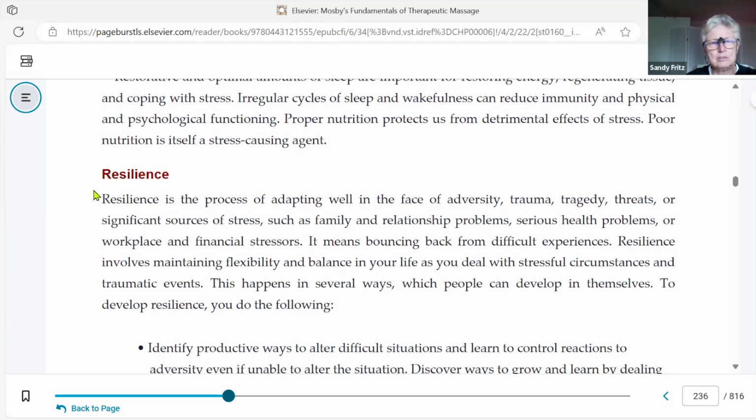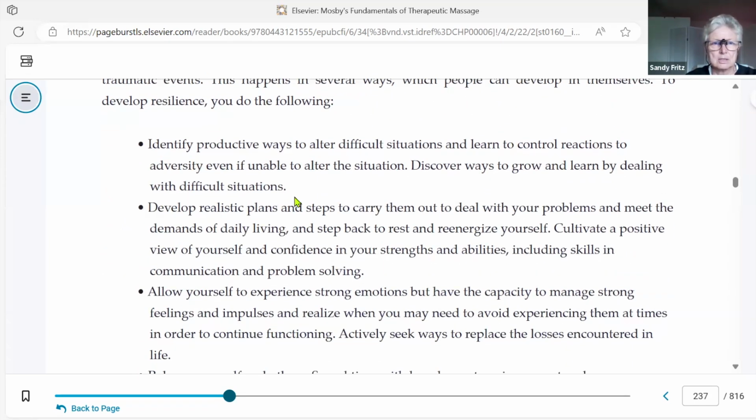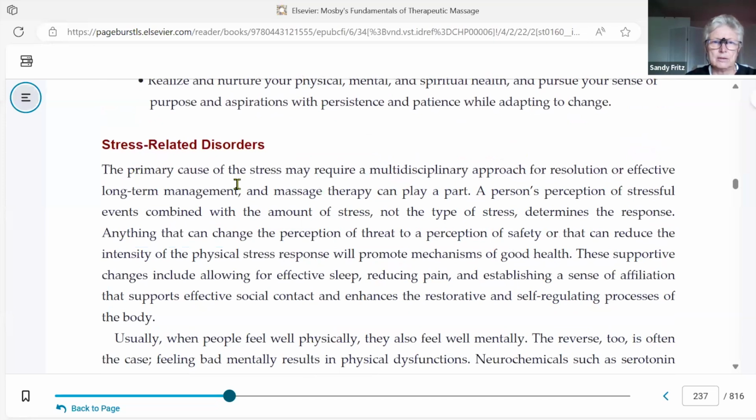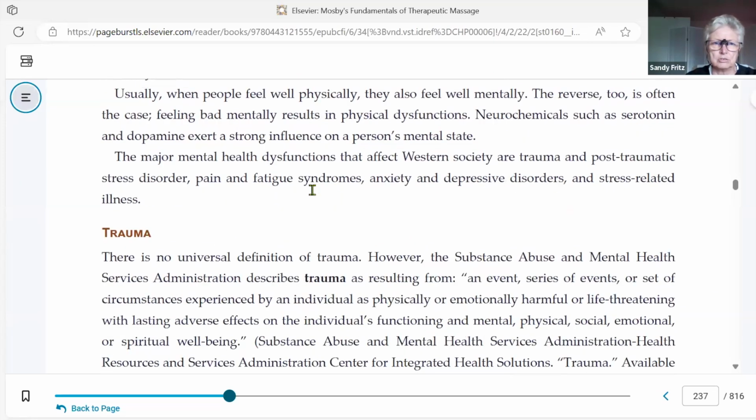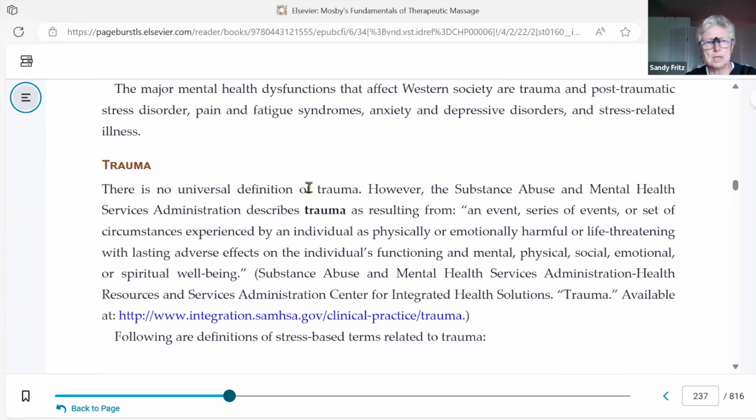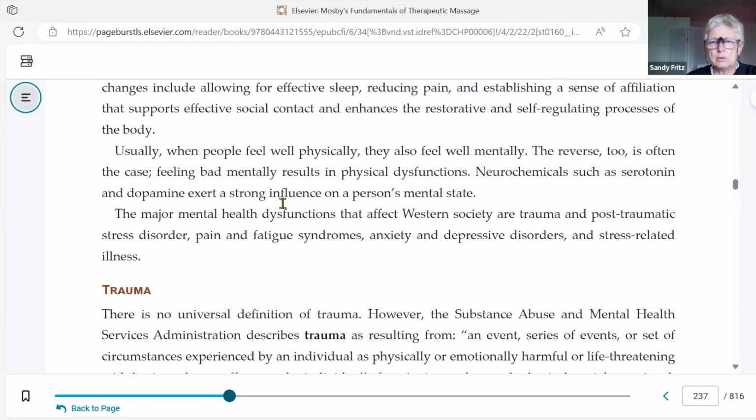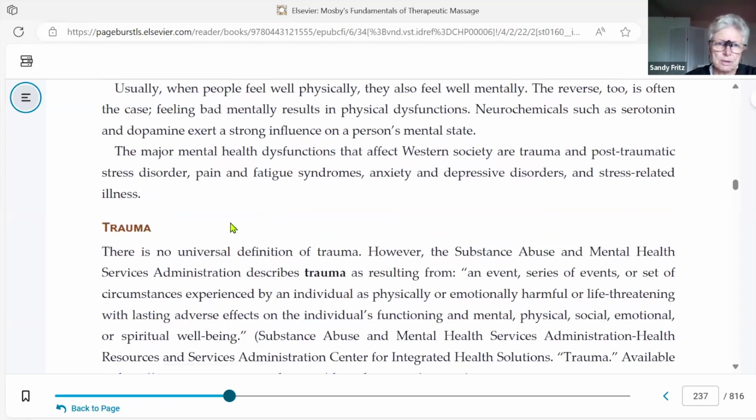We also need to look at the concept of resilience and what that means with the client and ourselves. And then here are the actual stress-related disorders. There's been an increasing awareness of trauma and trauma-informed care.